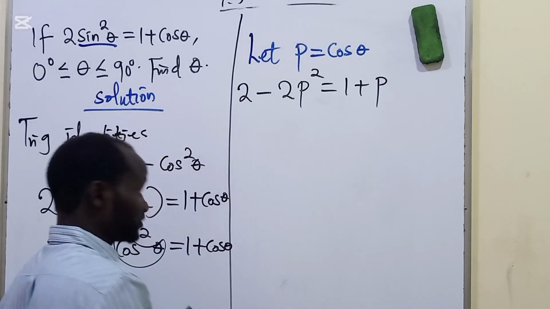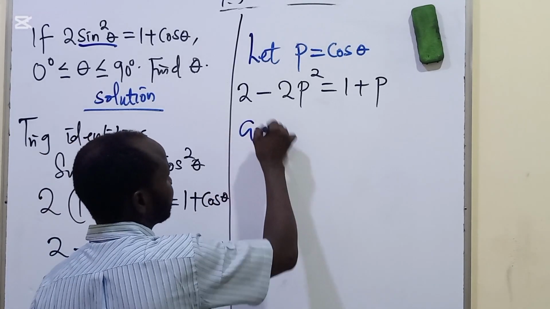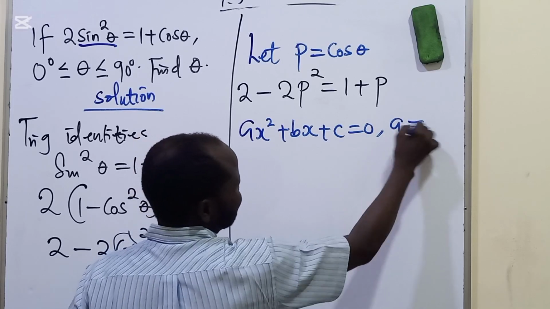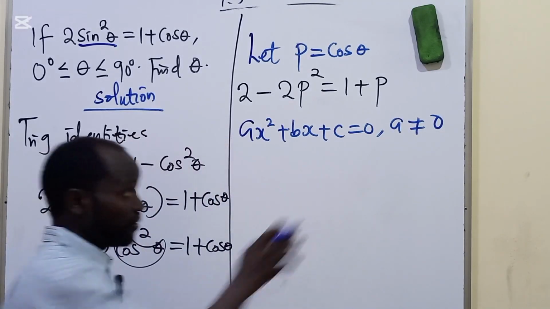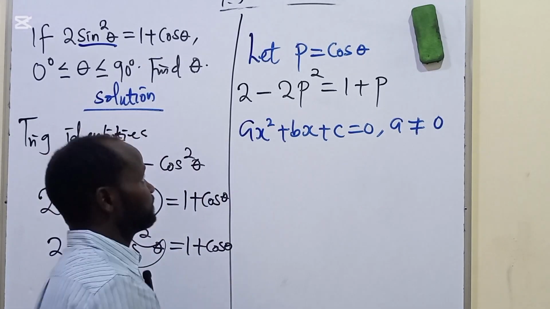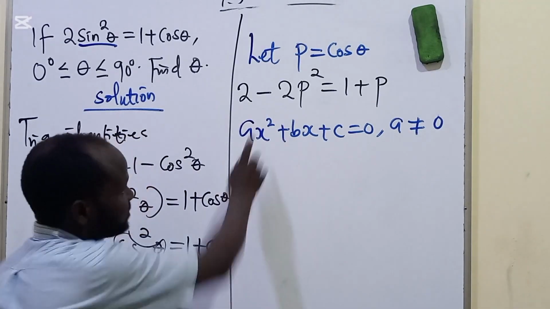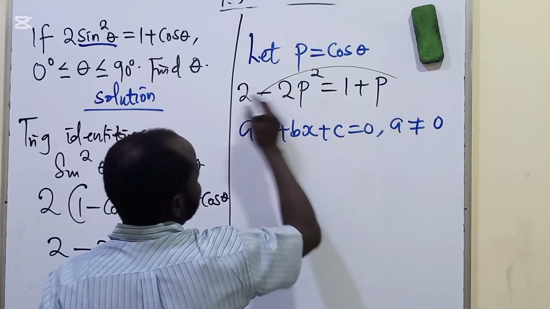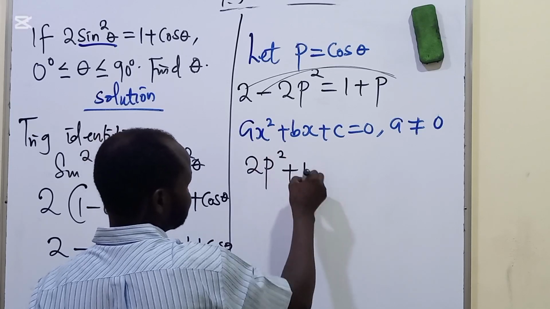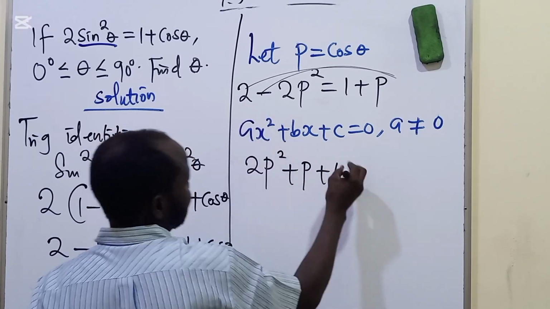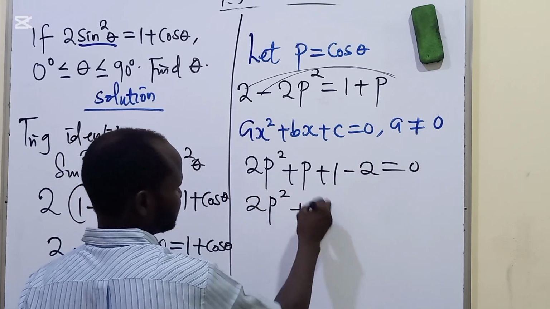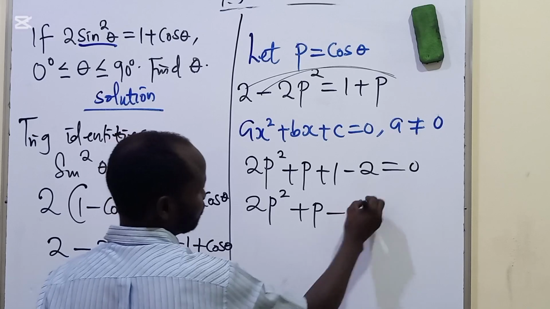This is a quadratic equation. A quadratic equation is of the form ax squared plus bx plus c equals 0, given that a must not be equal to 0. Otherwise, it will render this equation linear. Okay? So let's rearrange this in this form. Let me transfer everything to the right so that this will be positive. So I'll have 2P squared plus P plus 1 minus 2 equal to 0. 2P squared plus P plus 1 minus 2, that will be minus 1, equals 0.